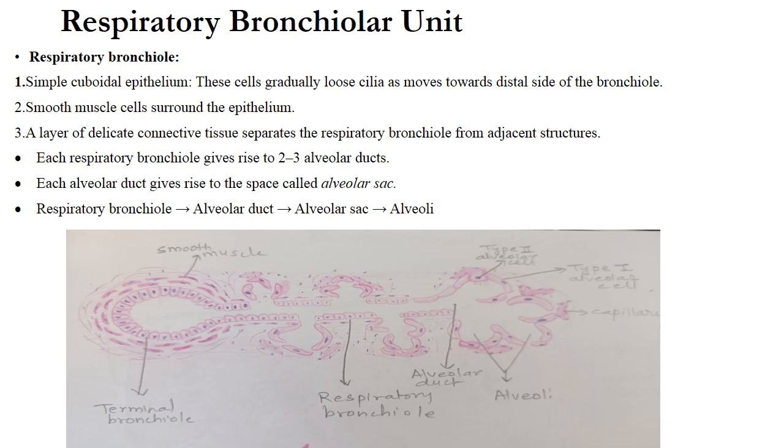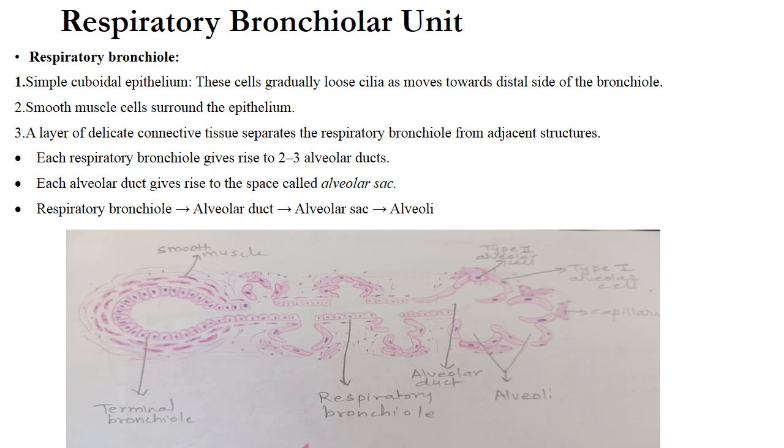The respiratory bronchiole is usually less than 0.5 mm in diameter and it participates in gaseous exchange. Hence, it is called the respiratory bronchiole. If we see the layers of the respiratory bronchiole, first it is lined by simple cuboidal epithelium, which gradually loses cilia as it moves towards the distal end of the bronchiole. After the cuboidal epithelium, we have smooth muscle cells surrounding the epithelium. Then there is a layer of delicate connective tissue that separates the respiratory bronchiole from adjacent structures.